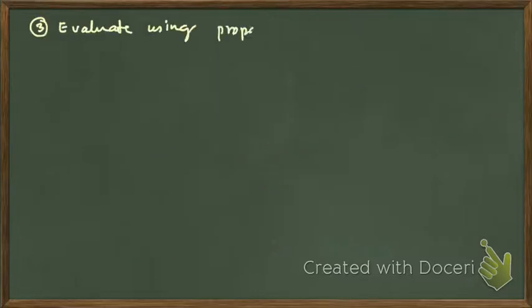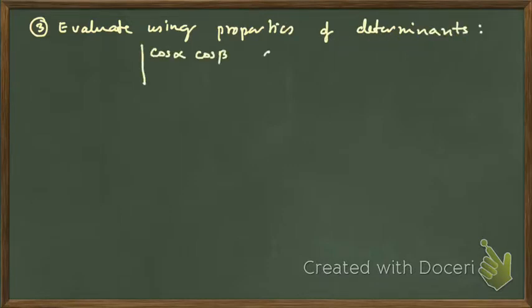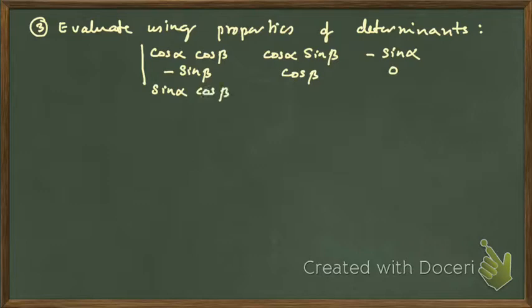Third question. Evaluate using properties of determinants. So there is a determinant given to you and your question is to evaluate, find the value of this determinant but using properties of determinants. So that means we are not going to directly expand this. Okay, what I notice here is, or rather what I want is, like I need a 0 or the term should become smaller so that I can expand it. When I look at this question, the rows look totally different.